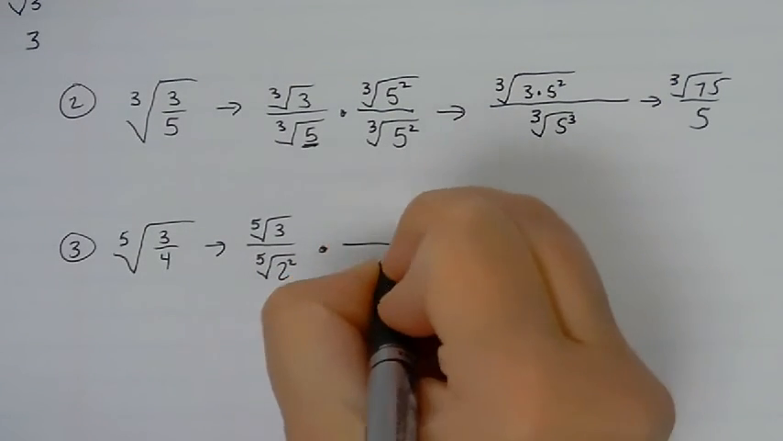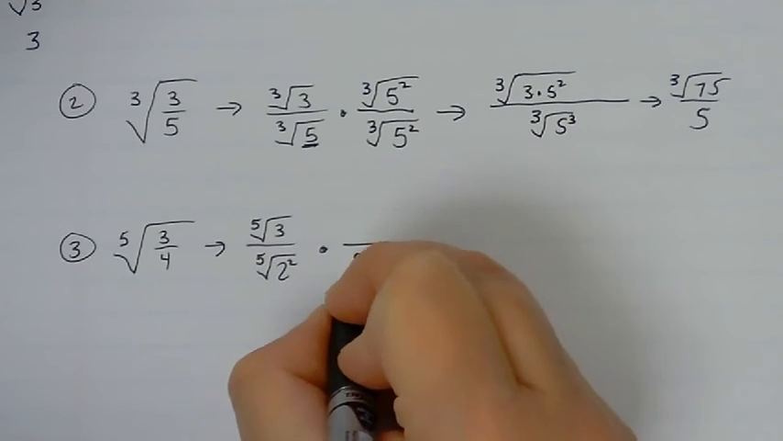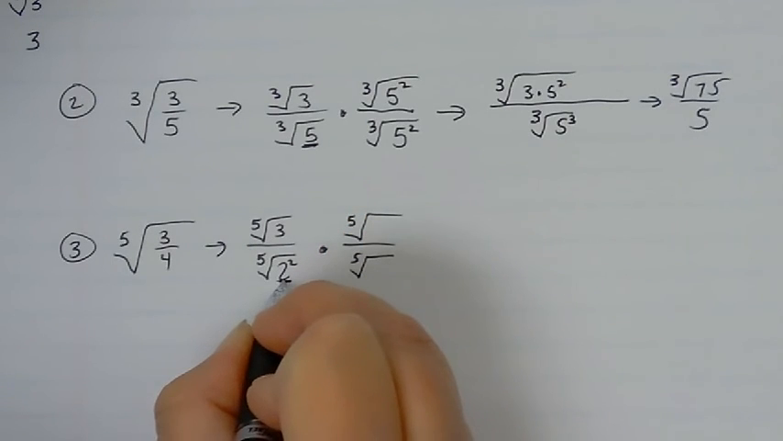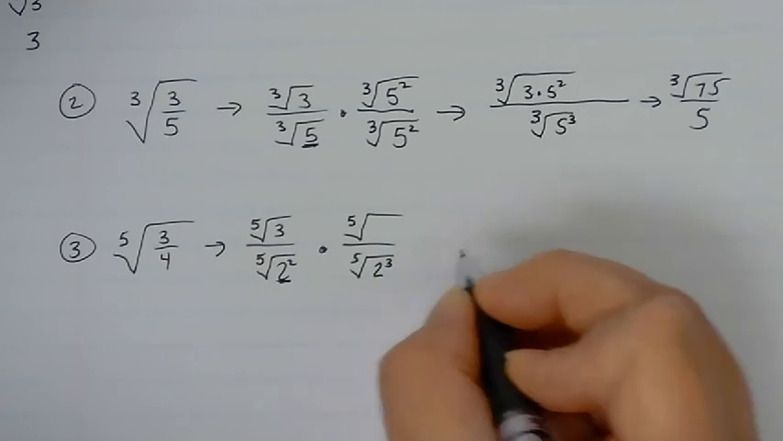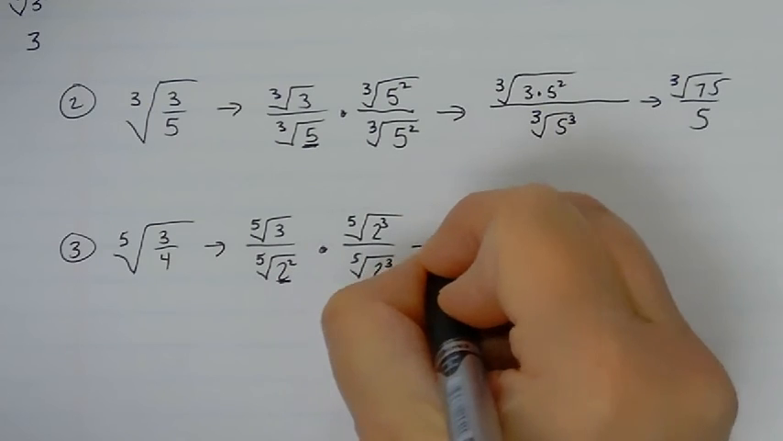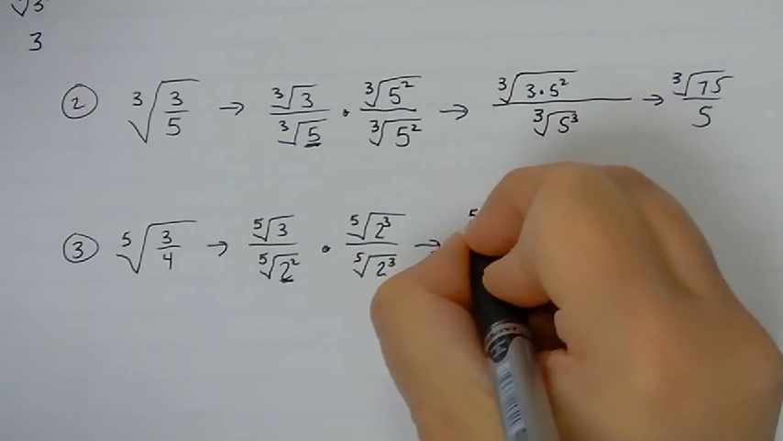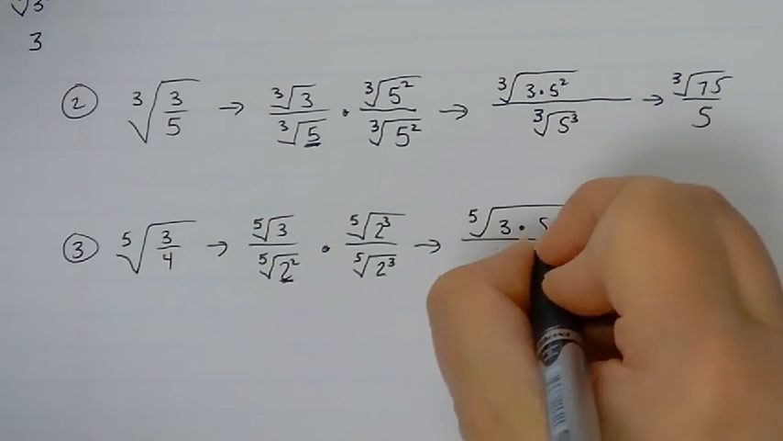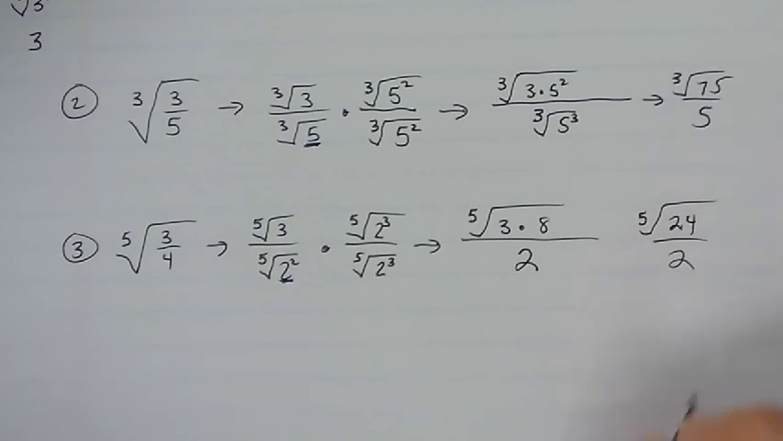Now I'm going to try to pick my well-chosen one. And this time I want it to be a fifth root because I'm trying to get rid of a fifth root on the bottom. I have 2 2's already, so if I want to cancel out with the fifth root, I need 3 more, so that now I have 5. So on the bottom I just have 2. And on the top I have the fifth root of 3 times 2 times 2 times 2, which is 8, which is the fifth root of 24 over 2.